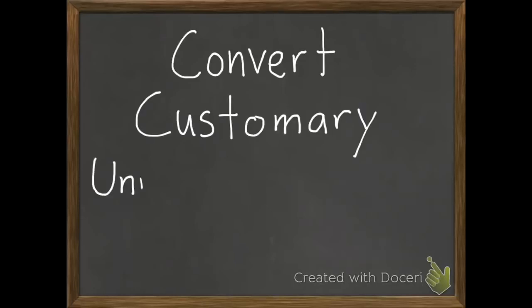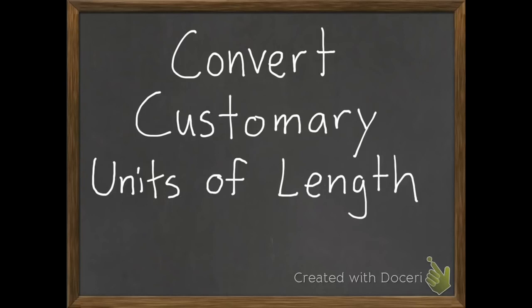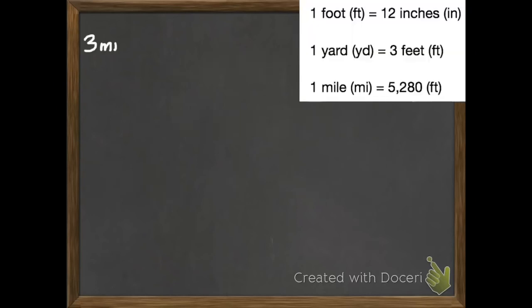Today we are going to convert customary units of length. In our last lesson we learned some basic facts which are here at the right of the screen. 1 foot equals 12 inches, 1 yard equals 3 feet, 1 mile equals 5,280 feet. We're going to be using these facts today to help us convert different units of customary measurement.